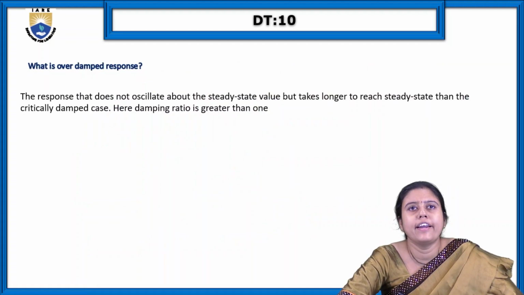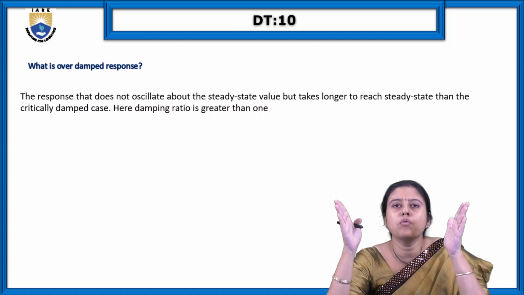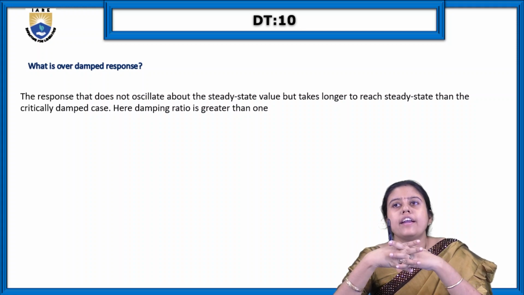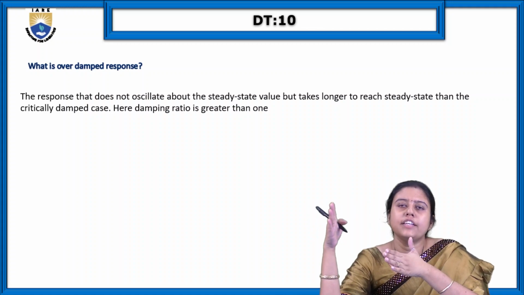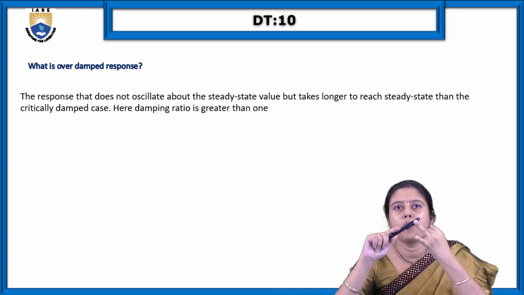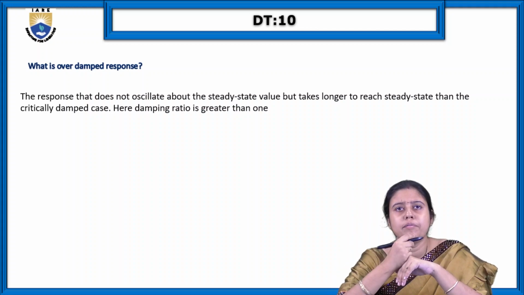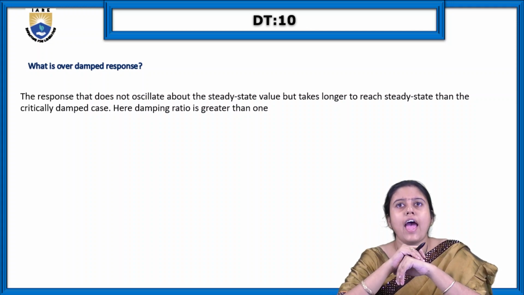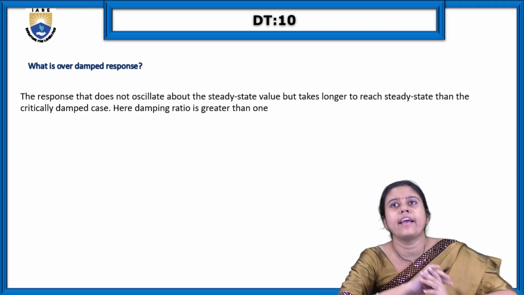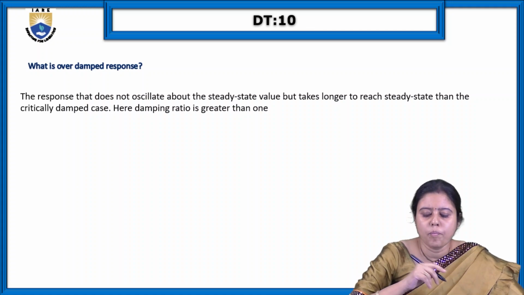What is an overdamped response? Overdamped response means, we told at the starting we will get the transient condition. Now the transient condition we can differentiate in different parts: undamped, overdamped, critically damped, and underdamped. So what is an overdamped system? The response that doesn't oscillate about the steady state value but takes longer time to reach the steady state than the critically damped case. So this is called the overdamped system.